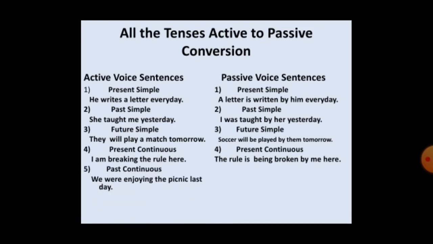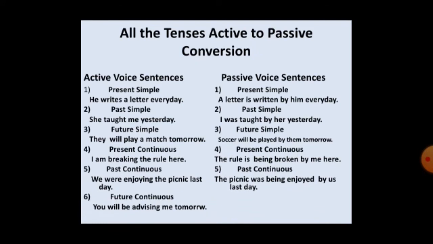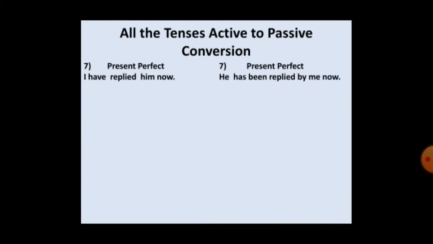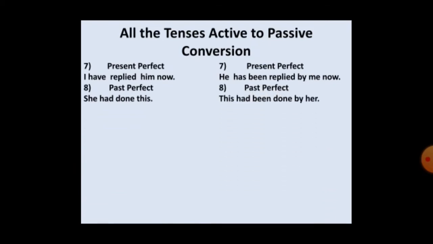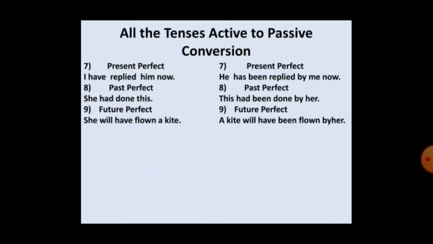In past continuous, we were enjoying the picnic last day. So in order to convert it into passive, the picnic was being enjoyed by us last day. Future continuous, you will be advising me tomorrow, but we do not have any future continuous passive voice. Okay students, so now I move towards its 7th sentence, present perfect. Completed actions, I have replied him now, but when we convert present perfect passive, so it becomes he has been replied by me. Okay, in past perfect she had done this, so in order to convert into passive, this had been done by her. Future perfect, she will have flown a kite, will have been flown by her.